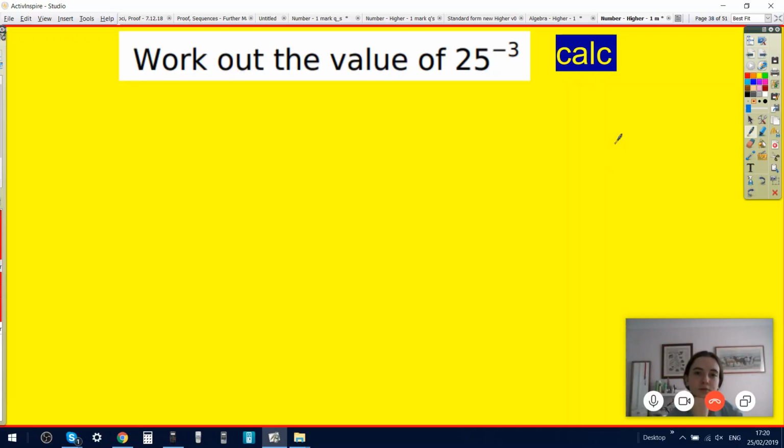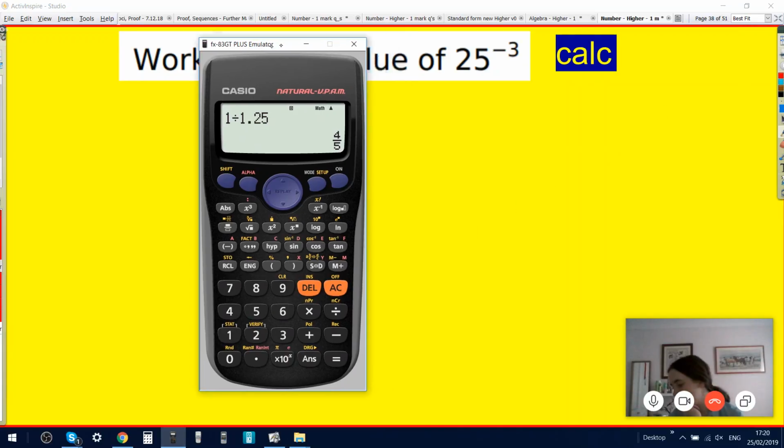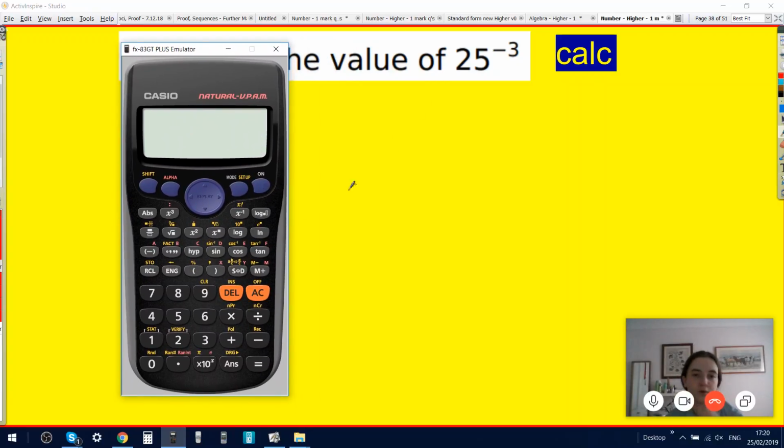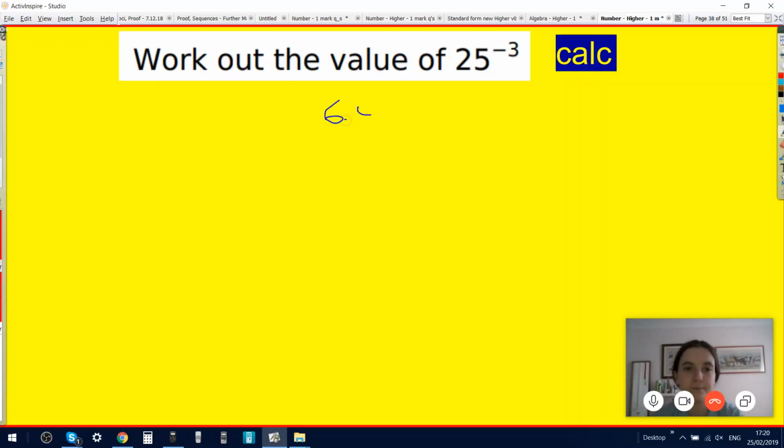This is a calculator question. Do you have a calculator? Not on. I think you would know how to do this, am I right? Yeah. Okay. That's why it's here. 6.4 times 10 to the minus 5. So don't be afraid of that in your calculator. 6.4 times 10 to the minus 5.